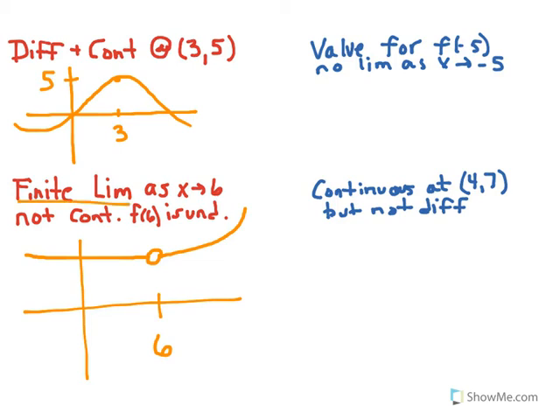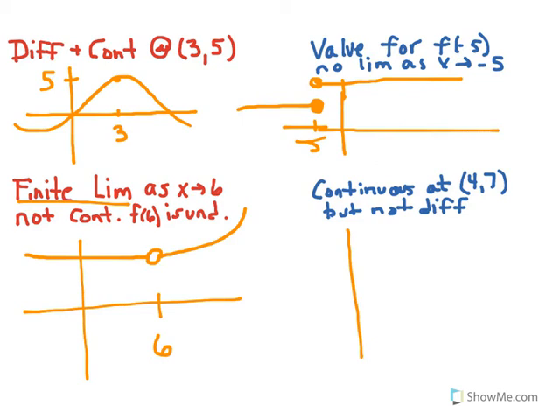This one says it has a value for f at -5, but it has no limit. If it has no limit, that means that the limit from the left does not equal the limit from the right. One can be filled in, one can be a circle. And the last one says it is continuous at (4, 7), but not differentiable.